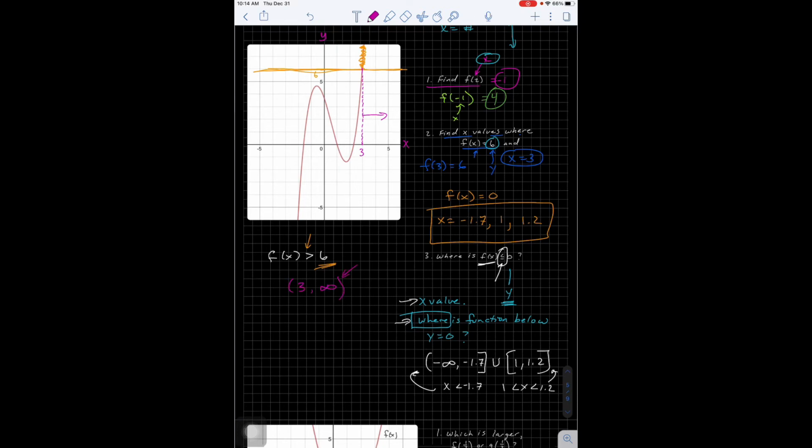Now let's check our brackets. This one's always round because it's infinity. This one is a question mark, and it's dictated by this sign. This is a strictly greater than. So in this case, it doesn't include 3. And so I keep it as a round bracket, and that's your answer.